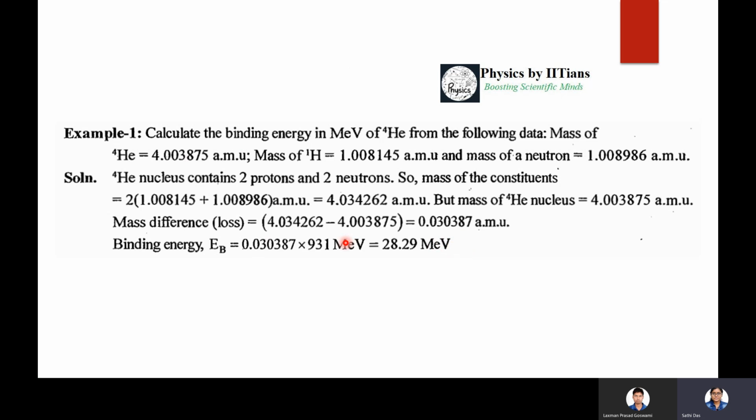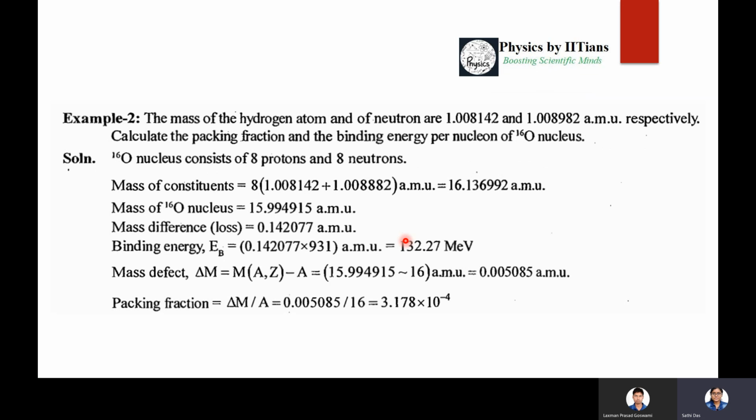So this much amount is the binding energy of the helium nucleus. If you can somehow separate out the helium nucleus, the minimum amount of energy you will need is 28.29 mega electron volt. So just assume how much energy is within this binding energy. Whenever you are reading something, you should visualize and understand what the applications or implications of these results can be. So let us take another example.